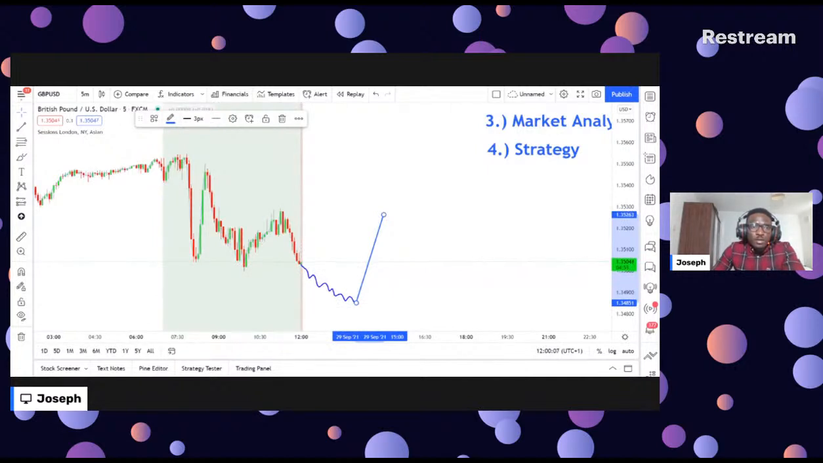Where's the GBPUSD? New order, 0.1. So I've placed the trade. As you can see on my account, I've already placed the trade.